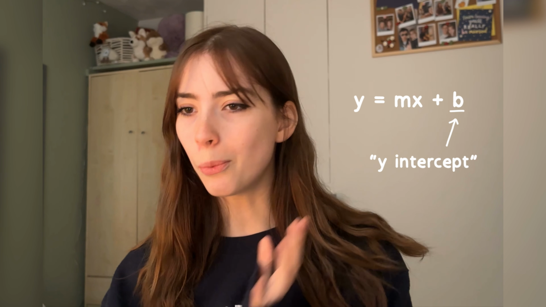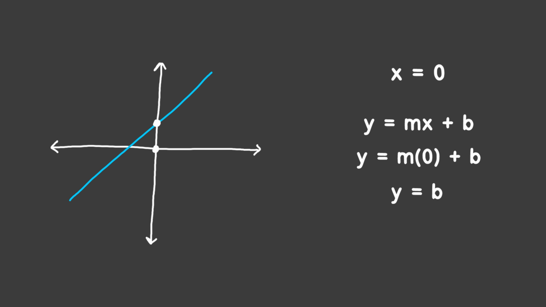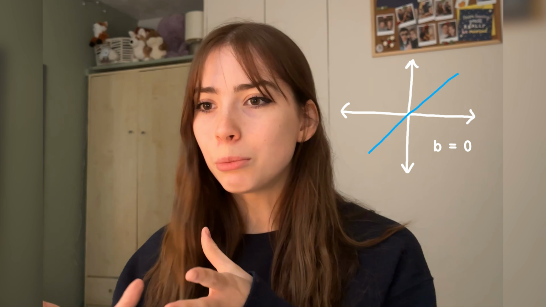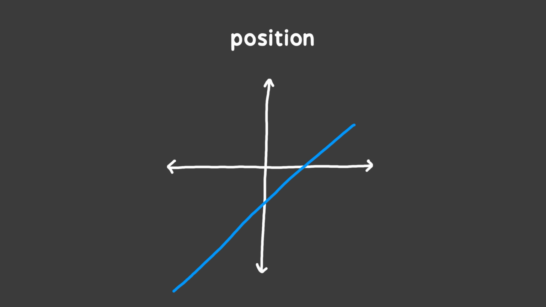b is called the y-intercept. If we set x equal to 0 in our equation, we just get that y equals b. So this tells us that when x equals 0, y equals b. The line passes through the point (0, b), or in another way of thinking about it, it intersects the y-axis when the y-coordinate is b. So that's why we call b the y-intercept. We can change b, and that will change the position of the line. We're not changing how steep the line is if m is kept the same. We're just changing where the line sits on the axes.